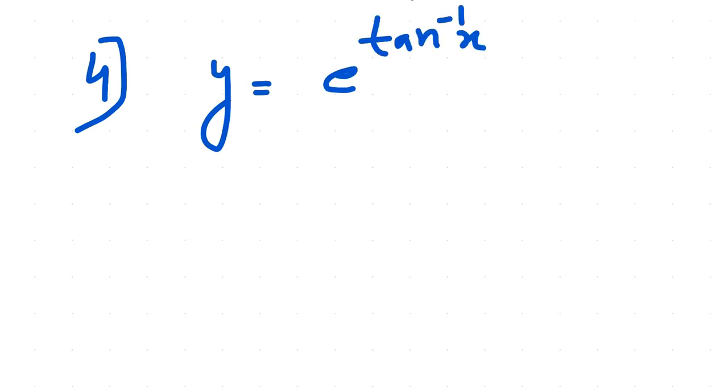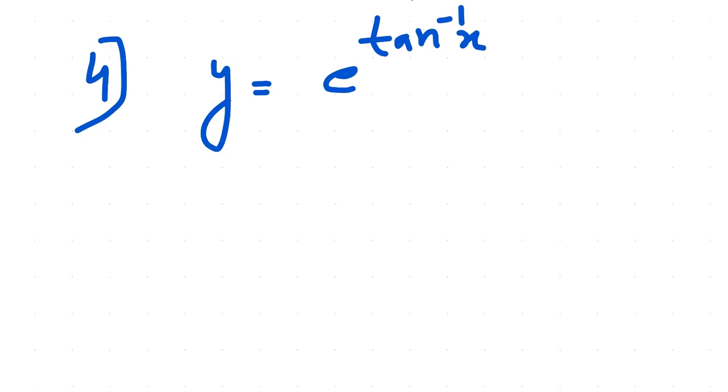y is equal to e to the power tan inverse x. Because they have given us the proof for the n plus 2th order derivative. So we have a formula for the nth order derivative. Before that, to find the nth order, we need to find the second order derivative of this.